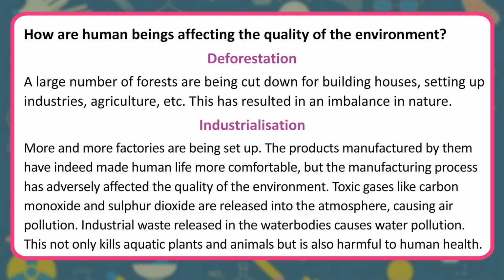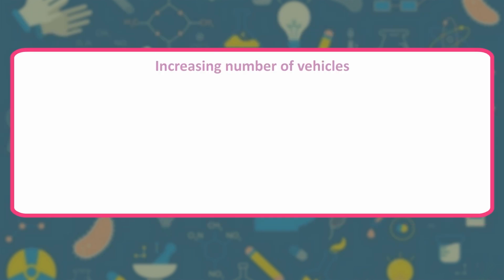Industrialization. More and more factories are being set up. The products manufactured by them have indeed made human life more comfortable, but the manufacturing process has adversely affected the quality of the environment. Toxic gases like carbon monoxide and sulfur dioxide are released into the atmosphere, causing air pollution. Industrial waste released in the water bodies causes water pollution. This not only kills aquatic plants and animals but is also harmful to human health.